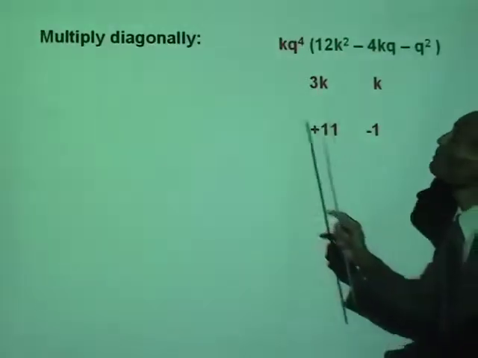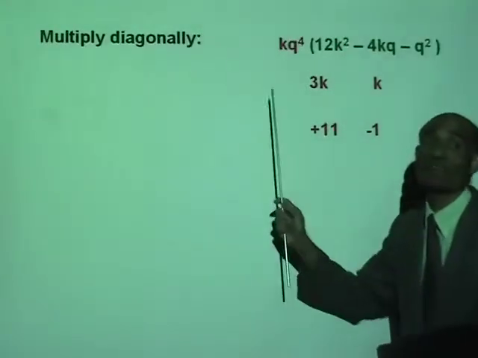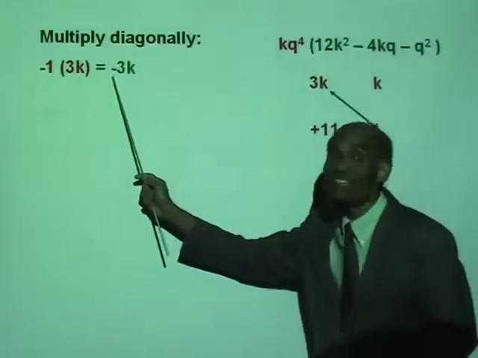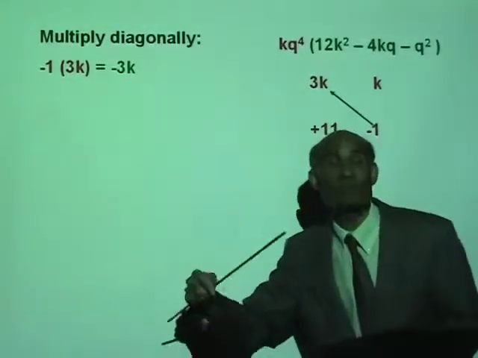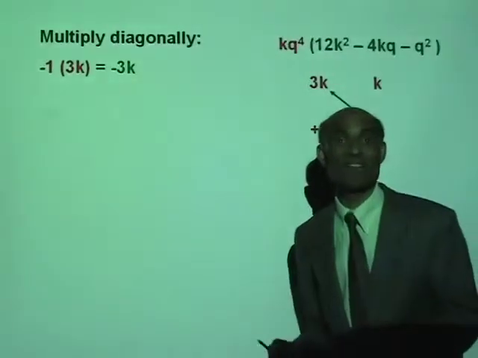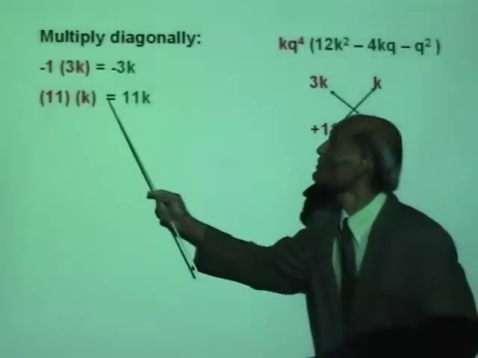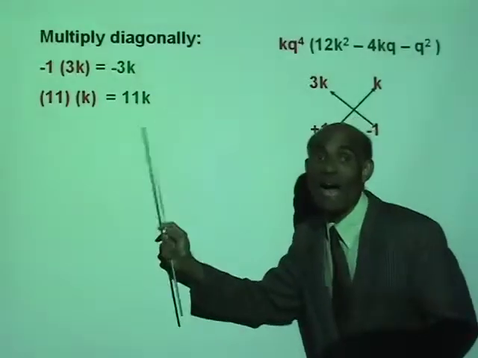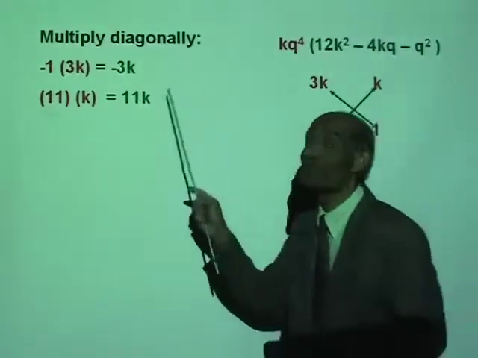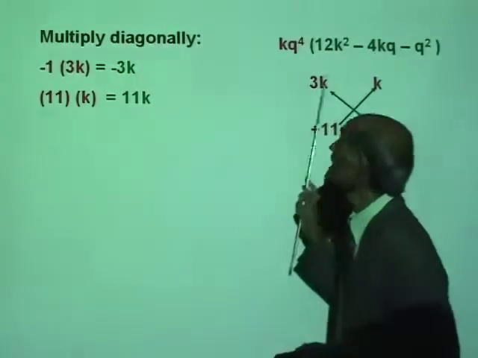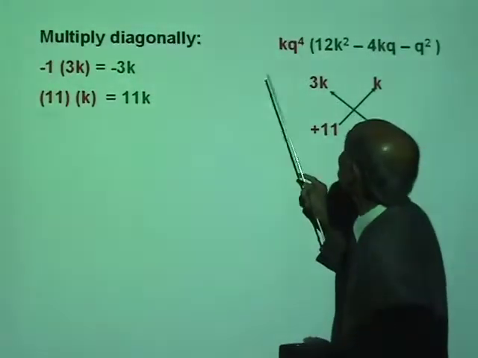What do we get when you multiply diagonally? Negative 1 times 3k is negative 3k. You see how we produce that negative 3k. And 11 times k is 11k. Add the two together. Look at this. 11k minus 3k is 8k.